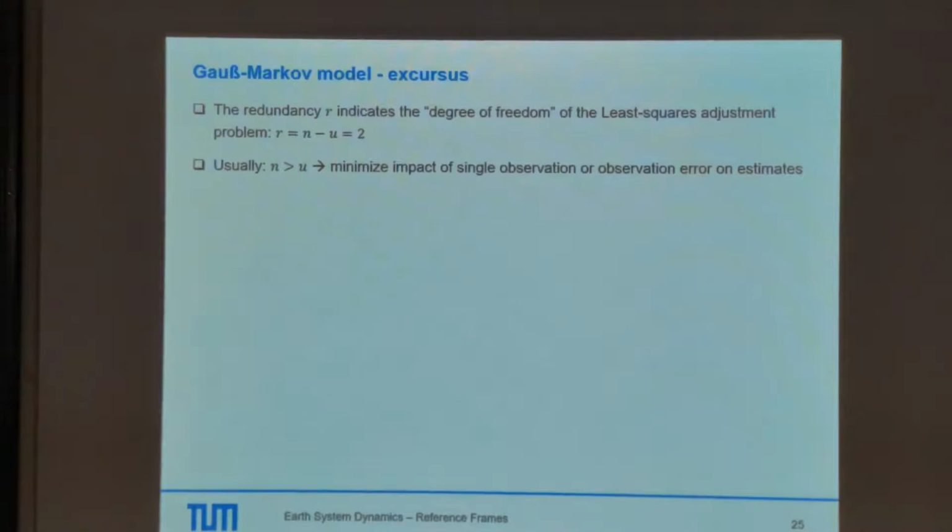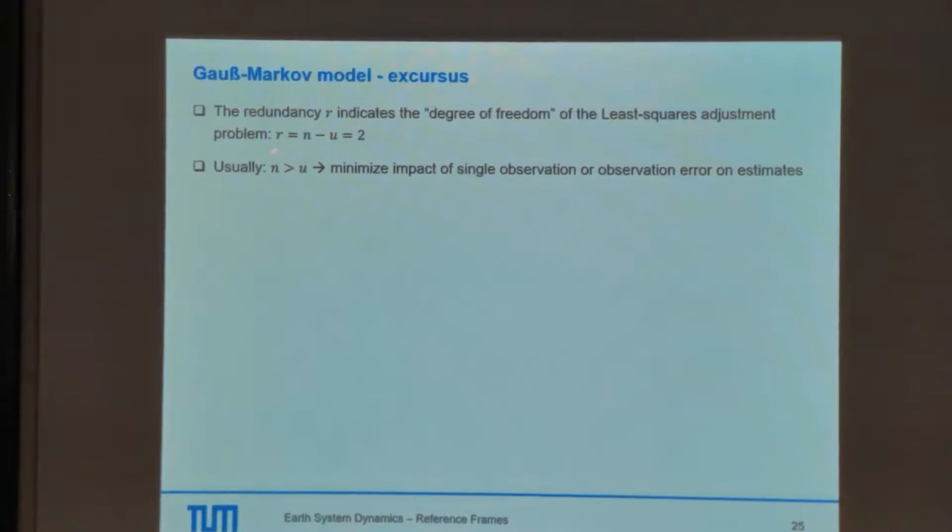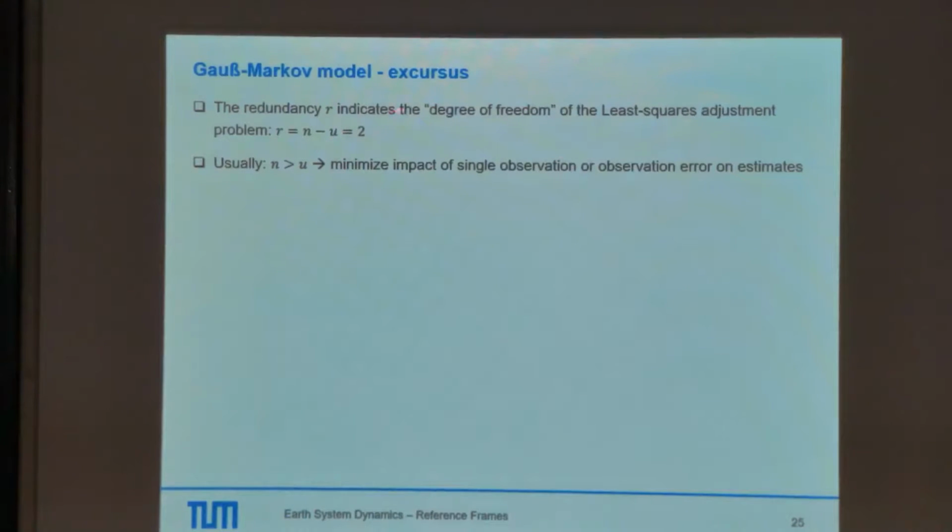Offset and slope, which means we have a redundancy of 2. Usually the number of observations is by far larger than the number of unknowns, which means that the impact of one single observation or observation error on the estimates is minimized. So if you have a redundancy of 10,000, then you can imagine that one outlier is not affecting your estimates as much as having a redundancy of only 2.